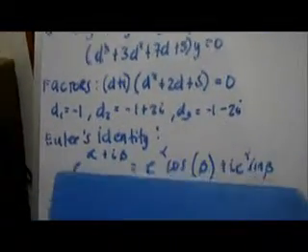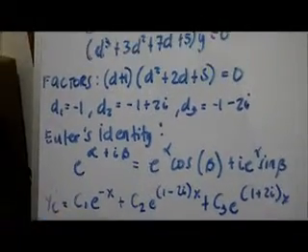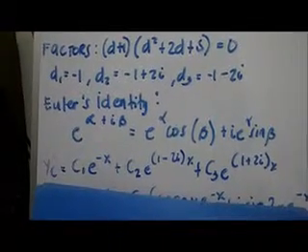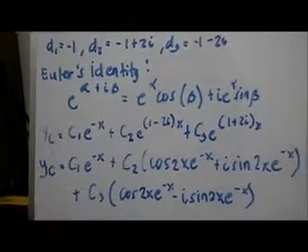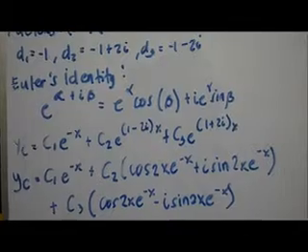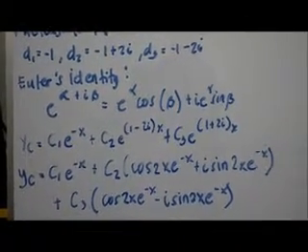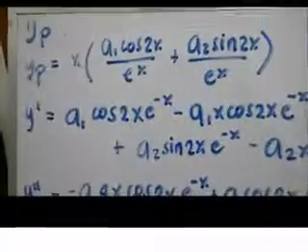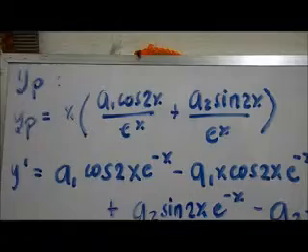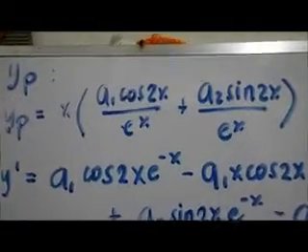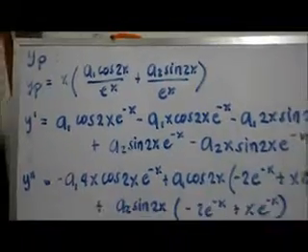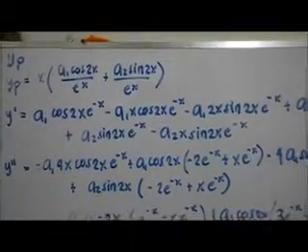Applying Euler's identity, yc, which is c1 e to the negative x plus c2 e to the (negative 1 minus 2i)x plus c3 e to the (negative 1 plus 2i)x, will be c1 e to the negative x plus c2 times (cosine 2x e to the negative x plus i sine 2x e to the negative x) plus c3 times (cosine 2x e to the negative x minus i sine 2x e to the negative x). So, the particular solution is x times (a1 cosine 2x over e to the x plus a2 sine 2x over e to the x), where a1 cosine 2x over e to the x plus a2 sine 2x over e to the x was multiplied by x to account for the cosine 2x term in the complementary solution.